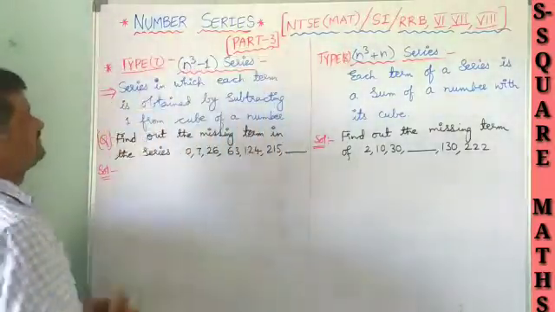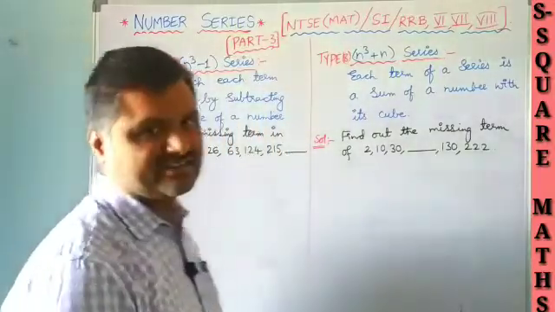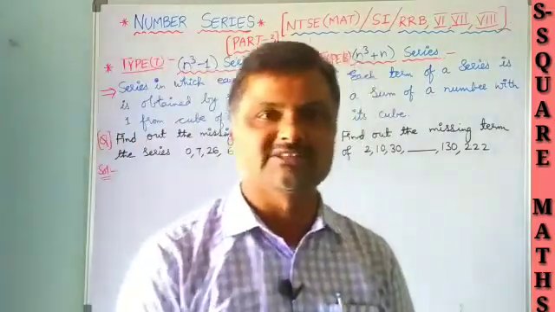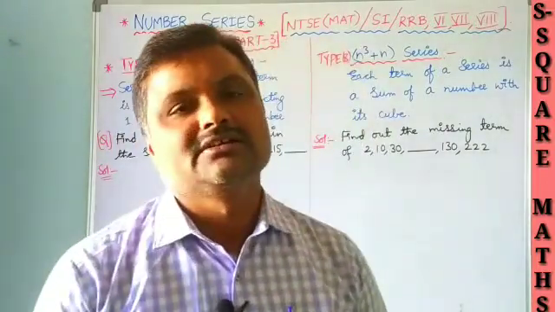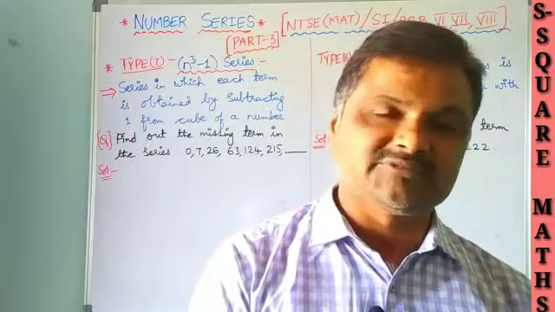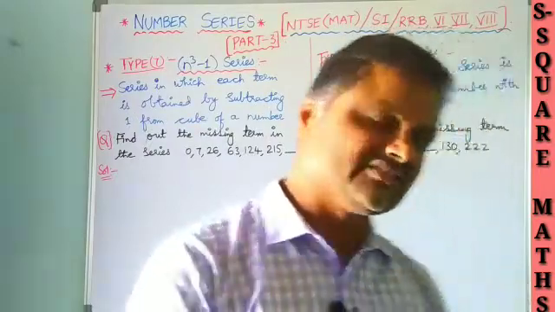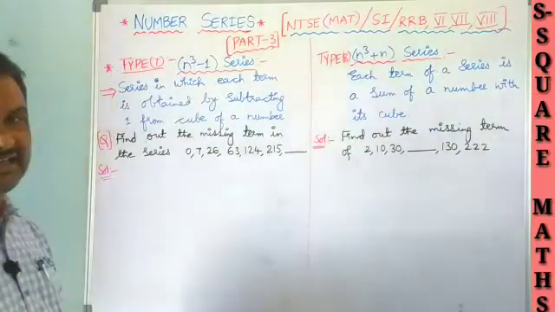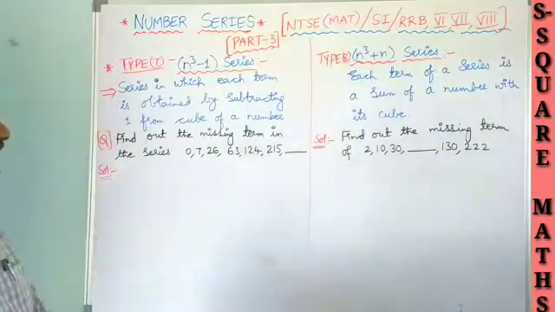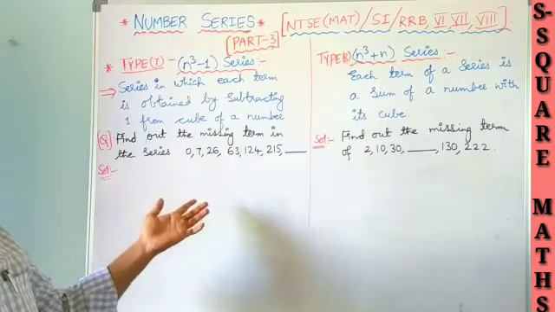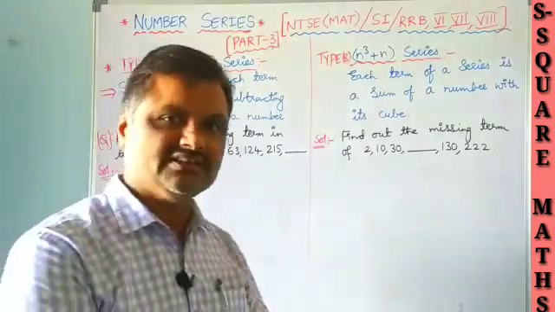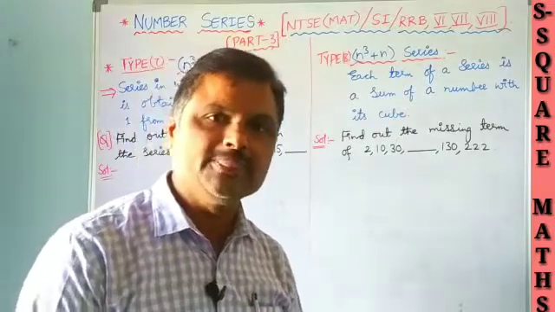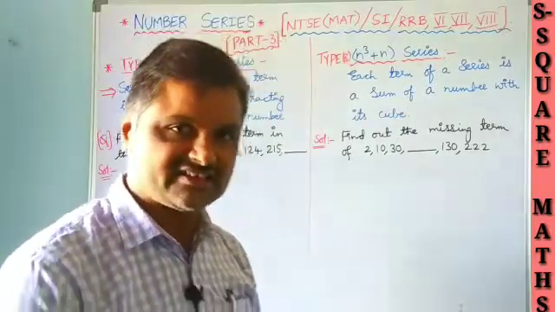So, type 7, n cube minus 1 series. As you know very well, n cube is nothing but multiplying the same number thrice. So n cube minus 1 is a series in which each term is obtained by subtracting 1 from the cube of a number. First you cube it, then subtract 1. Such types of series are said to be n cube minus 1 series.